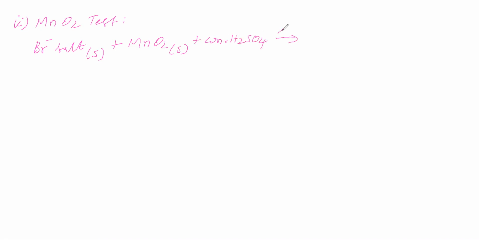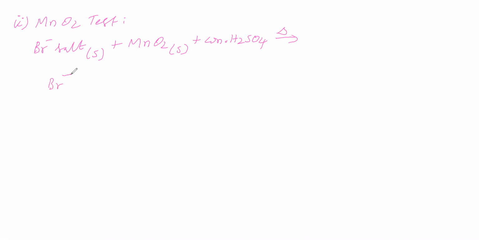Next test for Br minus is a MnO2 test. Now we will take bromide salt solid. To this we will add MnO2 solid. Then we will add concentrated sulfuric acid. Then the contents are boiled.